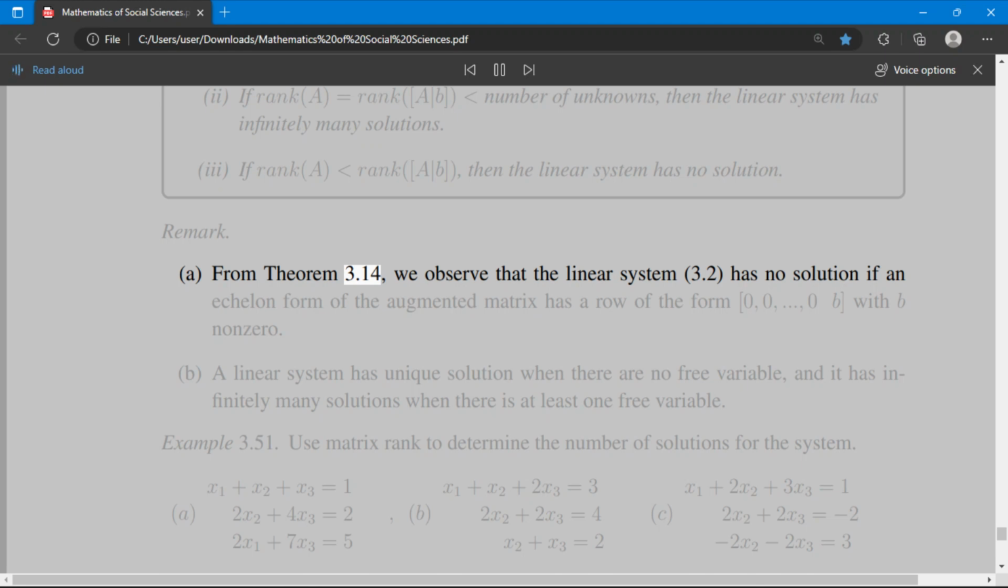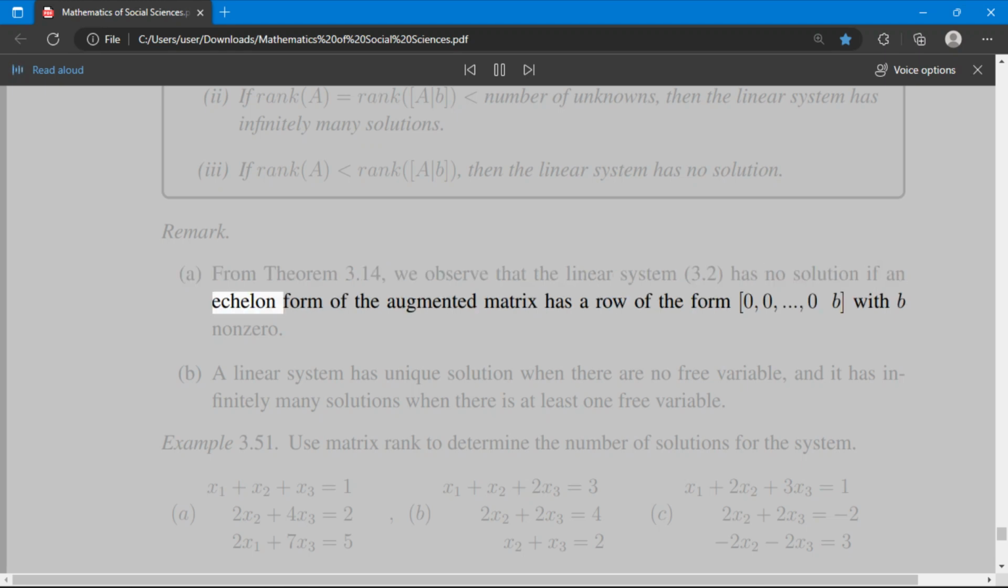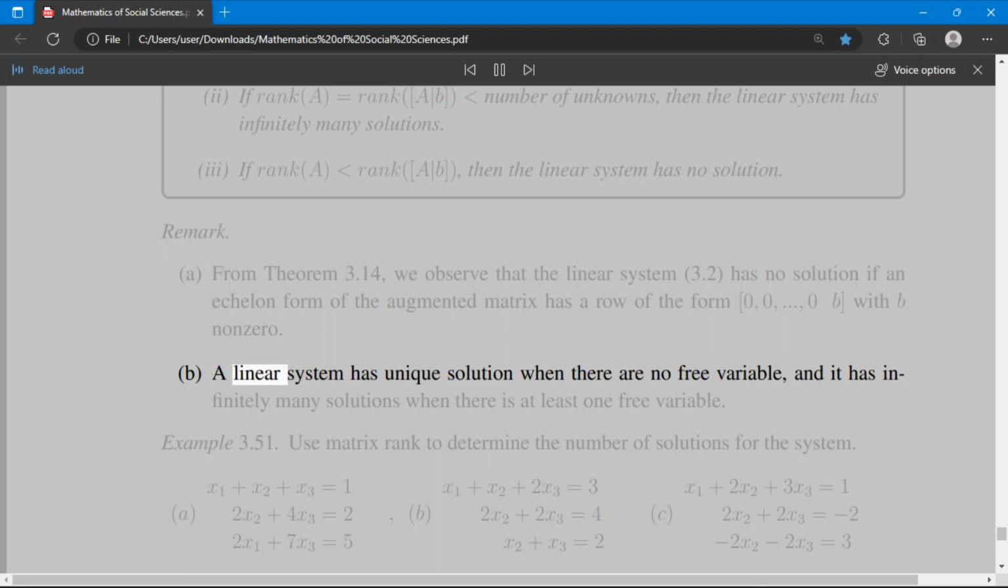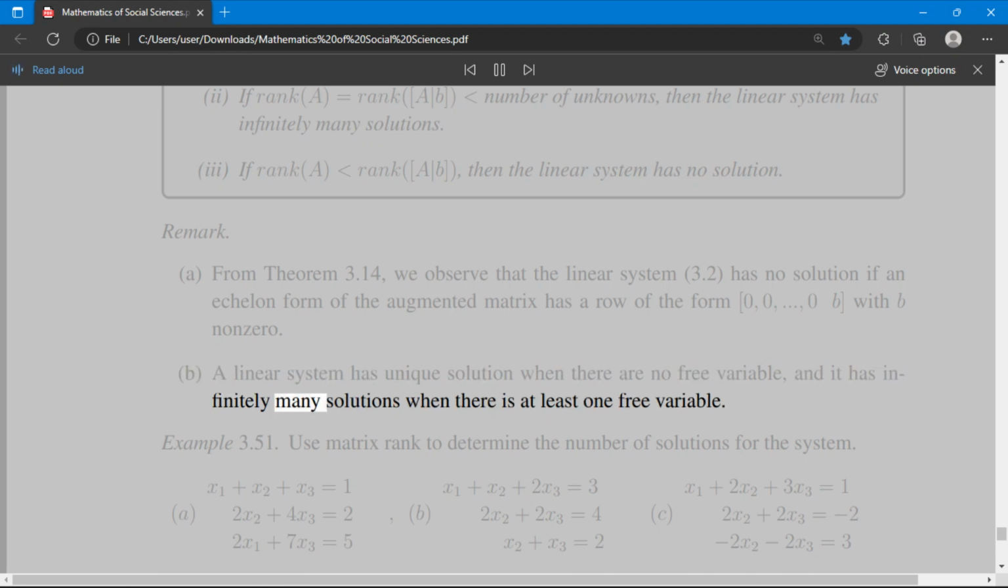Remark A. From Theorem 3.14, we observe that the linear system 3.2 has no solution if an echelon form of the augmented matrix has a row of the form 0, 0, 0, B with B non-zero. B. A linear system has a unique solution when there are no free variables, and it has infinitely many solutions when there is at least one free variable.